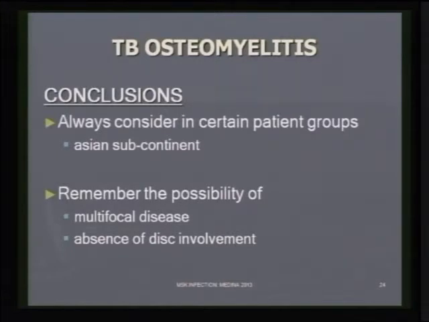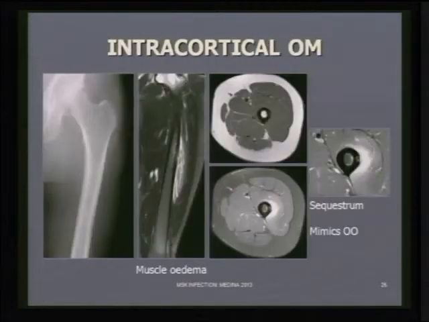For us, it's the Asian subcontinent. Remember the possibility of TB again when there's multifocal disease, even in the absence of any disc or end plate involvement in the spine. We've seen several cases of intracortical osteomyelitis, and these can present with symptoms and signs which can mimic osteoid osteoma, but it's not quite the same.